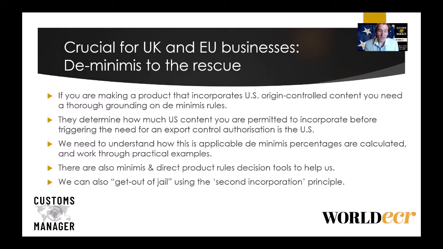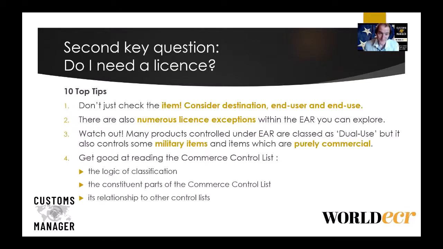There are also product direct rules. There are product de minimis and product direct rules decision trees to help us determine that. And there's also a kind of secret get out of jail principle called the second incorporation principle. We've got to understand what that is, because that can really make sure that we're not subject to the EAR in the first place.